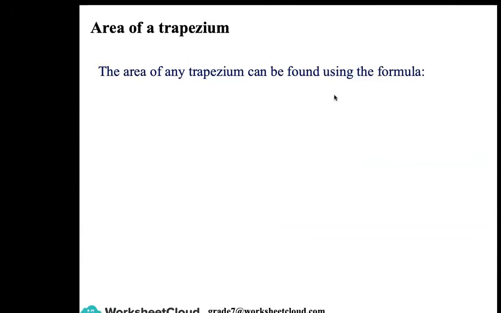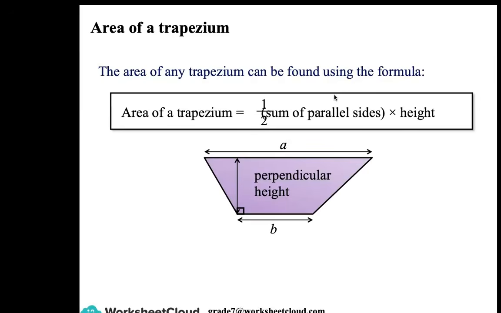Okay, area of a trapezium. So the area of a trapezium can be found with the following formula: half the sum of the parallel sides multiplied by the height. Okay, so it can seem like a little bit of a mouthful, but half the sum of the parallel sides. So we know the parallel sides are sides A and B, and then we need to multiply that by the height, or by the perpendicular height. And again, the perpendicular height is indicated by the right angle sign at the base.